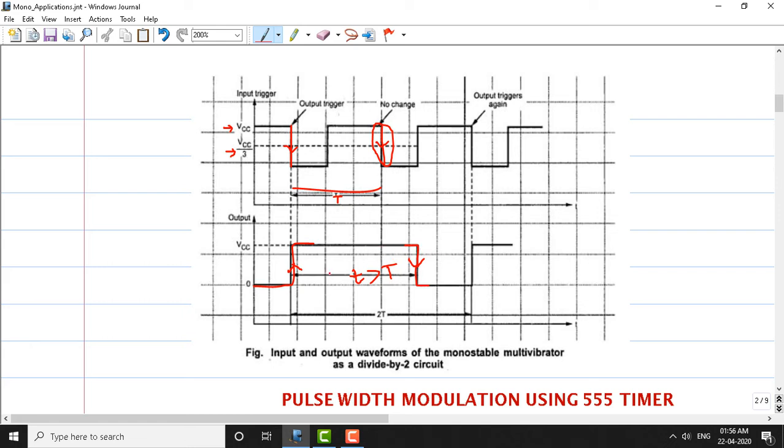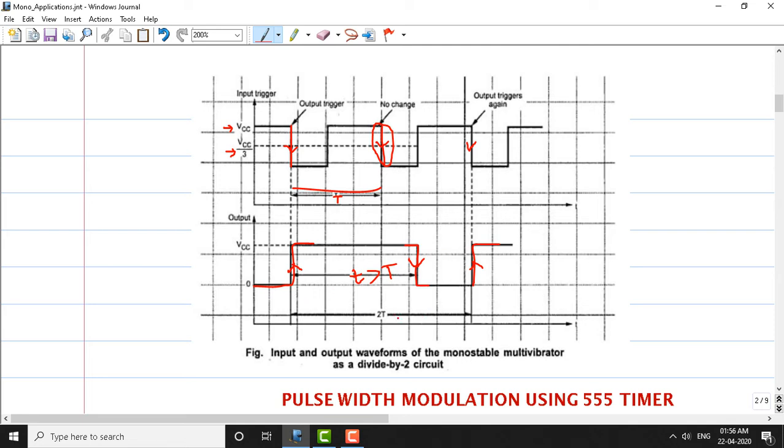And again, once the timing is completed, it goes low here. Then when the next trigger pulse comes here, at that time it changes its state. So now we can see this total is 2t, and this is nothing but one time period. You can see in this time period the 2 pulses here. Therefore the circuit is called a divide by 2 circuit.